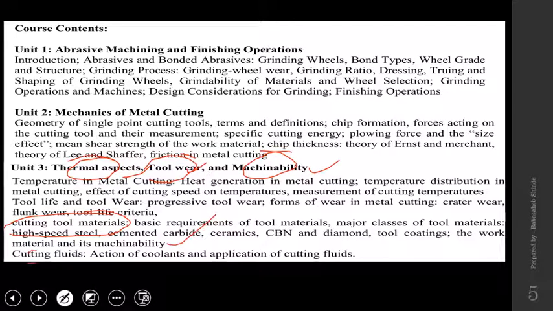And last one is cutting fluids. As I said, the temperature generation will be there when you are going to carry out the machining process, and this temperature generation is not desirable in most of the cases. We need to have control on this temperature generation. That will be done with the help of cutting fluids. The cutting fluids are going to play few additional roles along with reduction in temperature that we'll discuss.